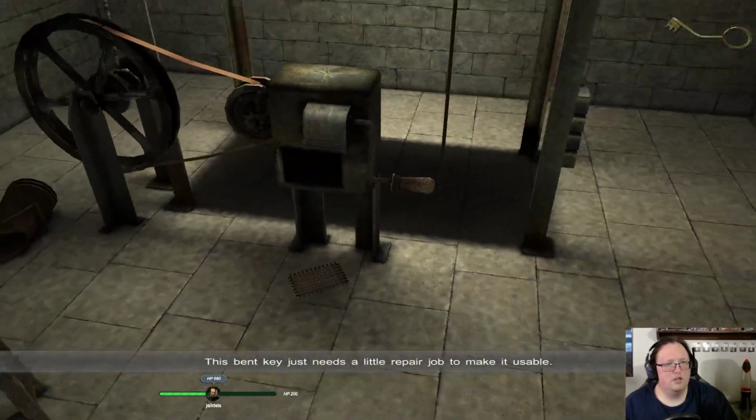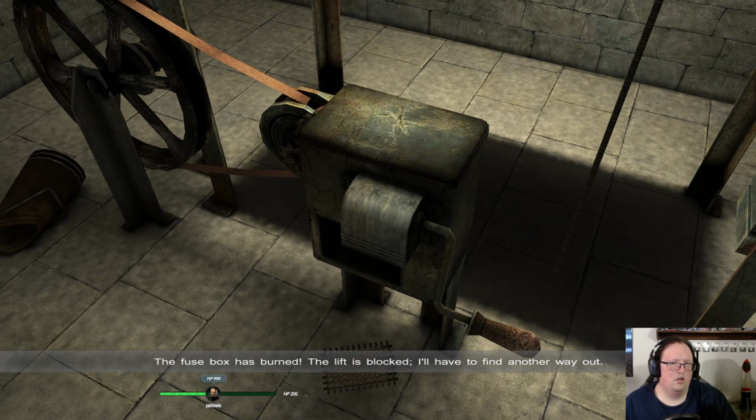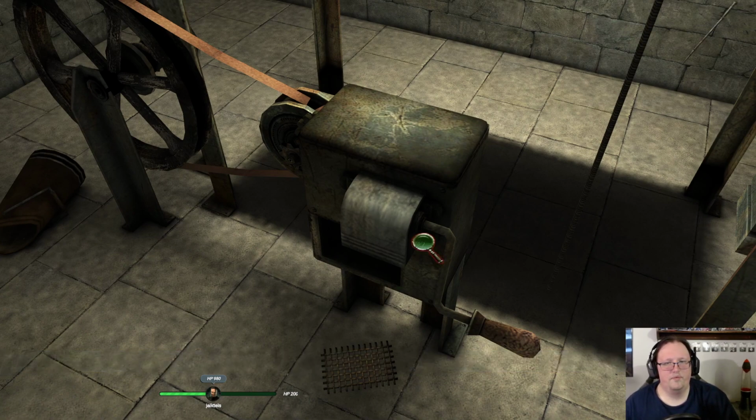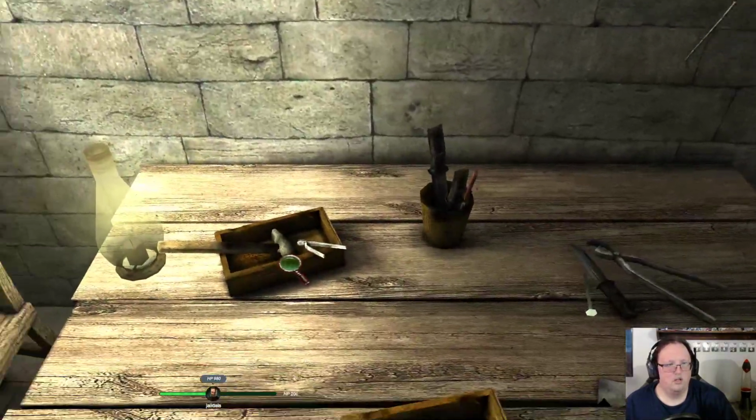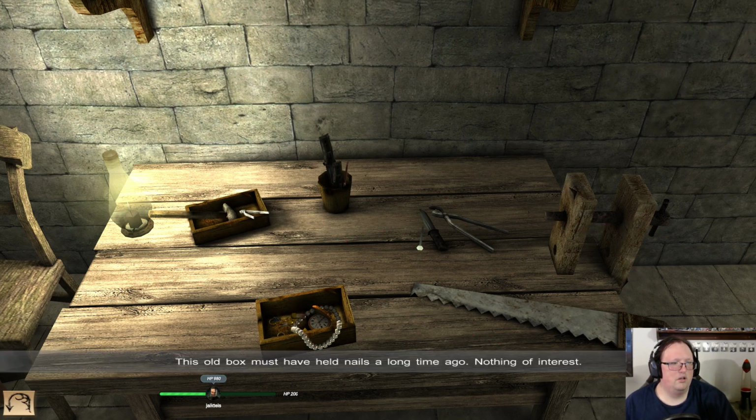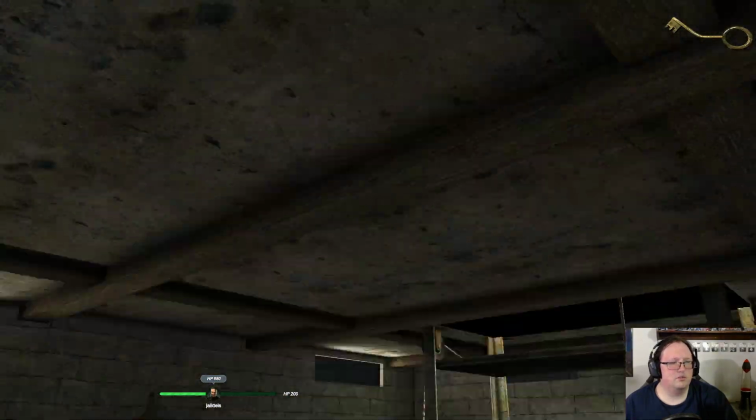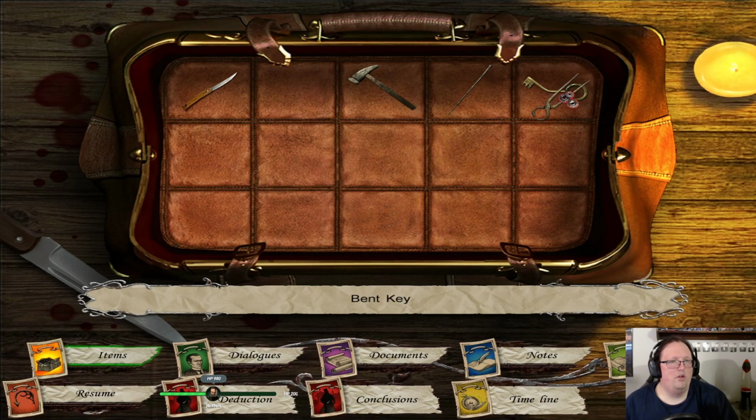This bent key just needs a little repair job to make it usable. The fuse box is burned. The lift is blocked. I'll have to find another way out. Who are you calling dirty-minded, Paper? Okay, so if I put the... oh, not... This old box must have helped. Yes. All right. Exit of this room. Wow! Whoa!